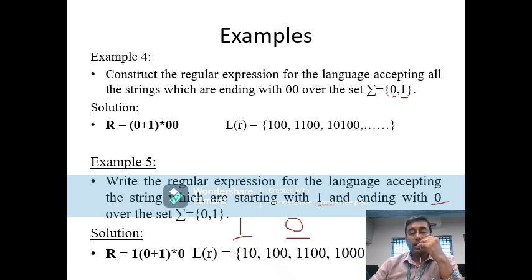So simple. Starting I'm taking the 1 symbol, in between I can have (0 plus 1) the whole star, okay, and at the ending I'm ending with 0. So this will be my final expression, as you can see for the above question.